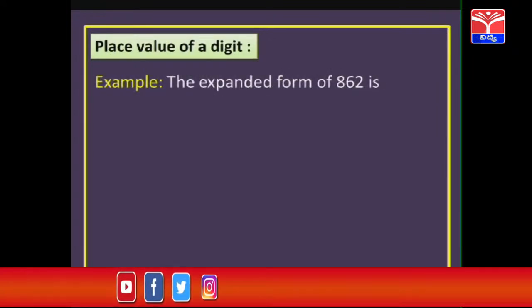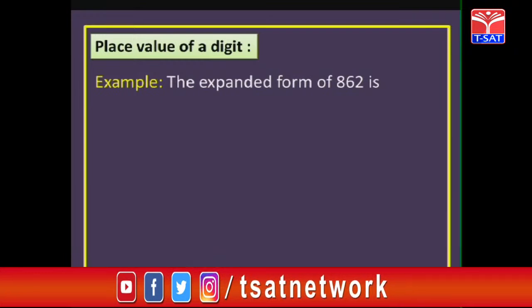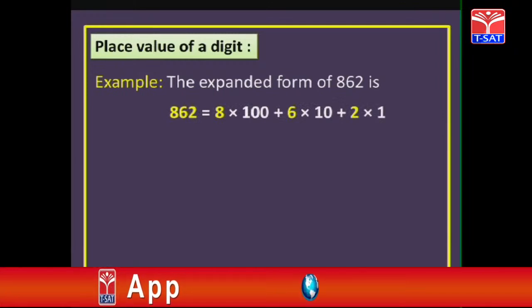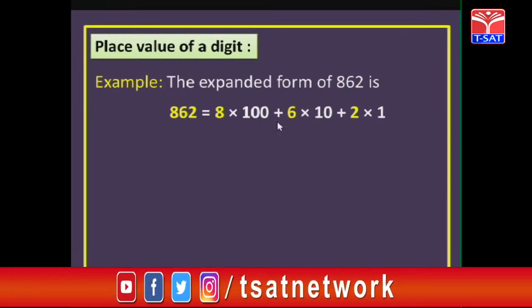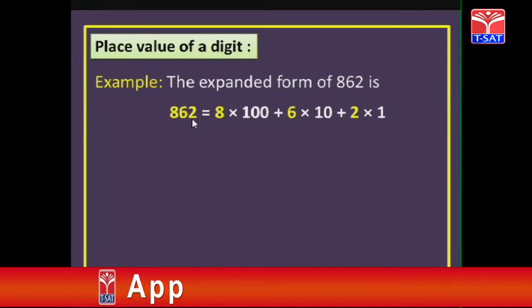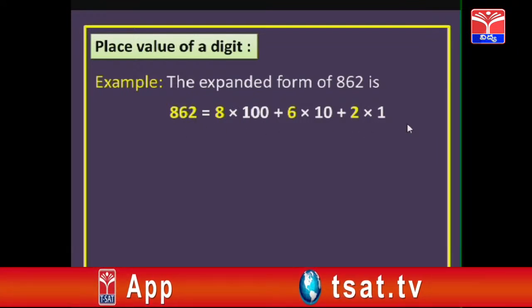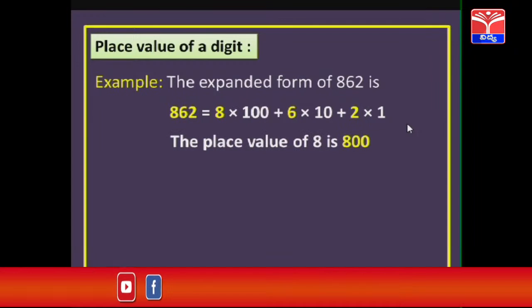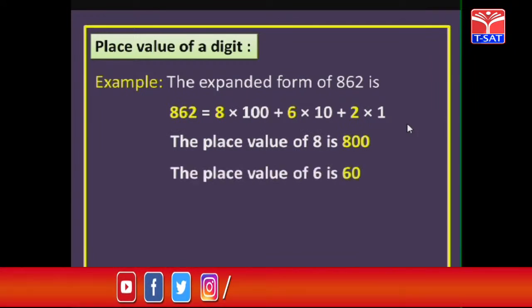Let us consider an example, children. We are going to find the expanded form of 862. Children, you have learnt this already in your previous classes. So, 862. If you notice, 8 is in hundreds place, so we write 8 into 100, plus 6 is in tens place, so we write 6 into 10, plus 2 is in ones or units place, so we multiply 2 with 1. This is called the expanded form of the given number, and here the place value of 8 is 800, whereas the place value of 6 is 60.